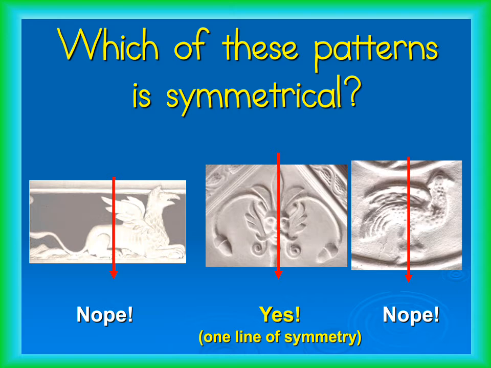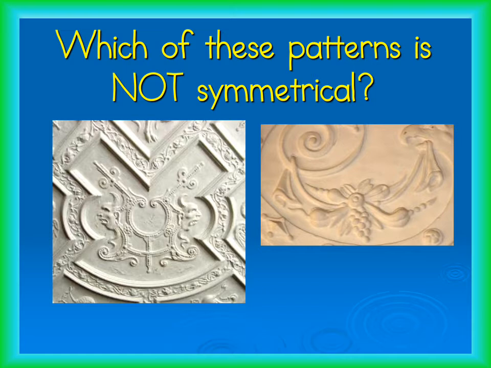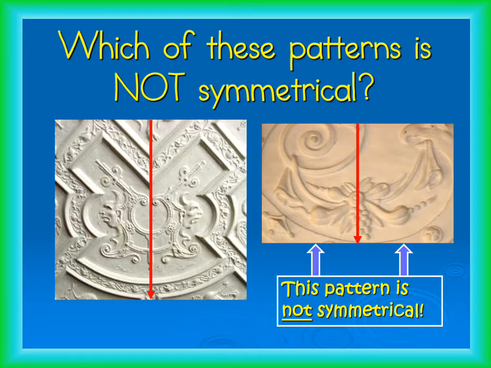Okay, now we're going to do an opposite question. Which of these patterns is not symmetrical? So you're looking for the opposite, the one that is not symmetrical. You ready? The first one has vertical symmetry, but the second one has no symmetry, either vertical the way it's shown here, or if you would turn the line horizontally, there's still no symmetry, so that pattern is not symmetrical.